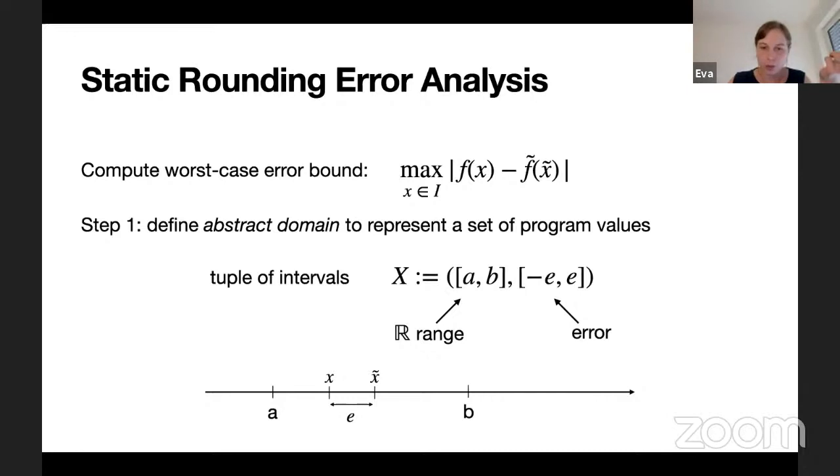Now, these could be in between, so the floating point or finite precision value could be in between a and b, but it could also happen that the finite precision value would actually lie outside of a and b. So this is also captured by our abstract domain. What that second term in the tuple really represents is just the difference between the two.